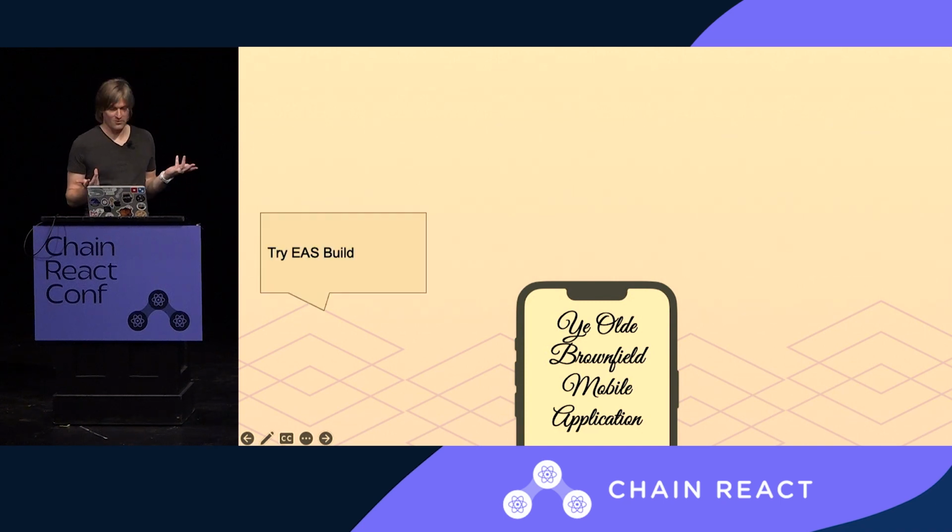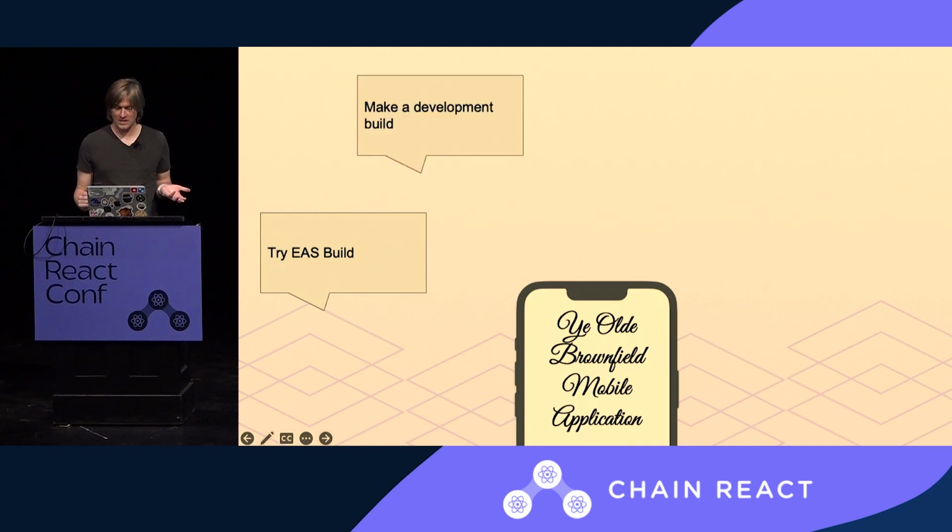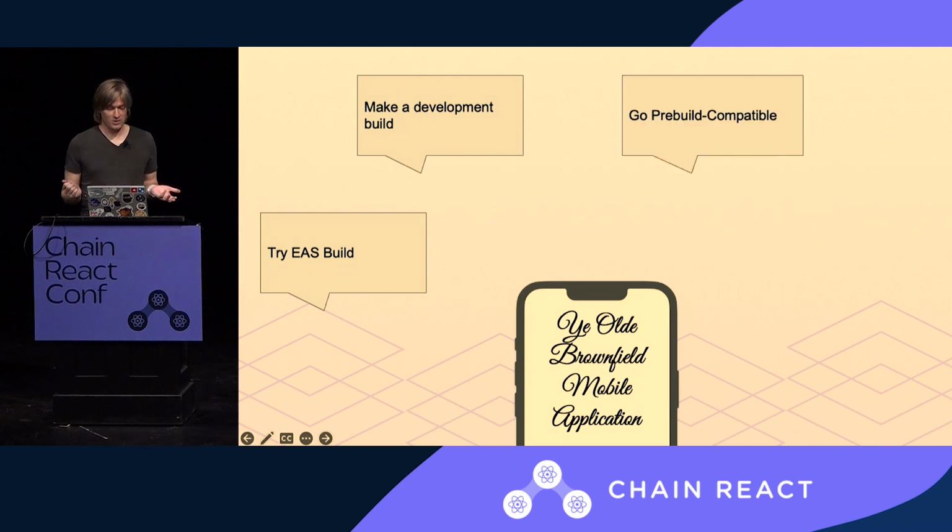EAS build works with any React Native app. No Expo modules required. The only additional commit you'll make is a configuration file. The free plan gives you more than enough builds to see if it's a good fit. You can make a development build to speed up your local development workflow. You could try to make your app pre-build compatible. You don't actually have to delete your native project folders to start using pre-build. You can run it on your own to sync configuration between app.json and your existing native projects, gradually moving native customization over to the Expo config.